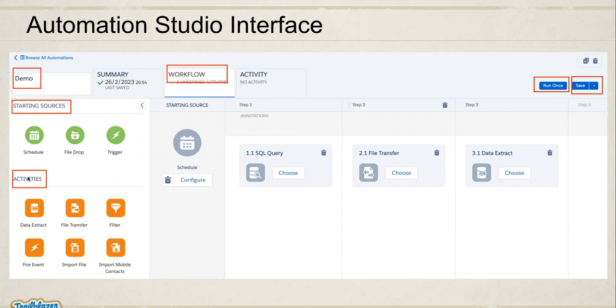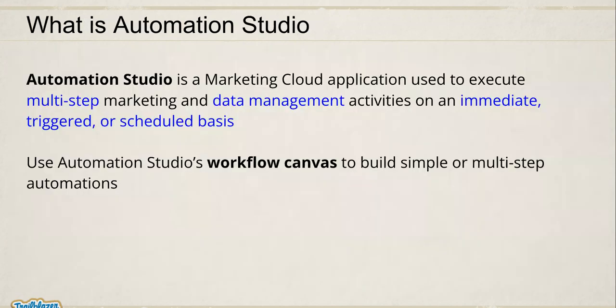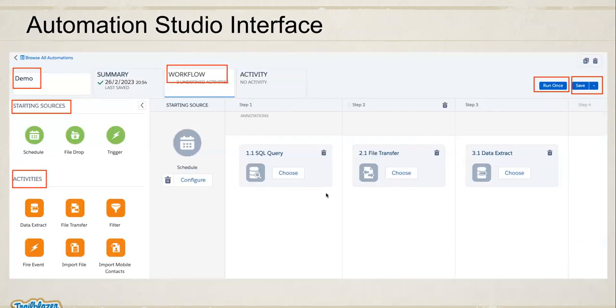Then what are the different activities? Here, the three activities that we see, 1.1, 2.1, 3.1, are the three actual automation steps or activities, which I mentioned earlier, like the marketing or data management activities. These are the actual activities that perform the automation task, and together everything combined is a single automation.